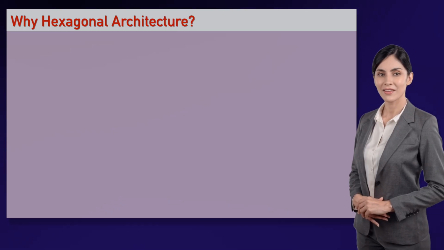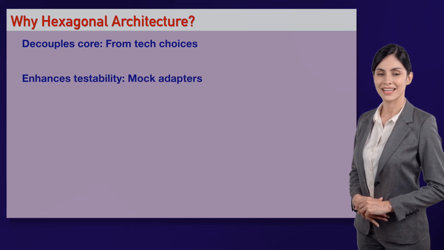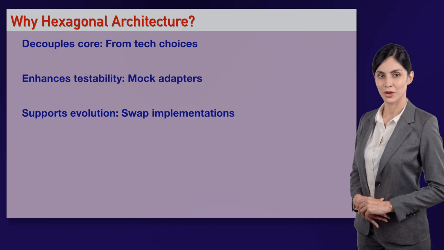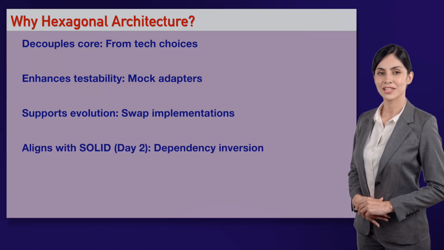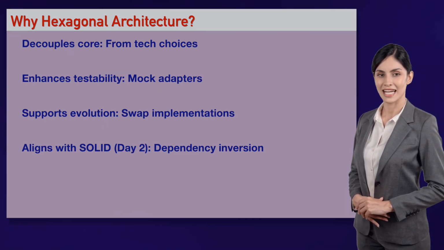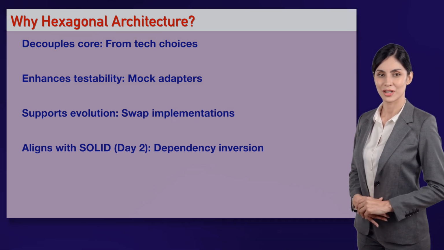Why adopt hexagonal architecture in your designs? It fundamentally decouples the core business logic from specific technology choices, allowing you to change databases, frameworks, or APIs without touching domain code. It enhances testability by enabling easy mocking of external adapters during unit tests. It supports long-term evolution as you can swap or upgrade implementations with minimal disruption.